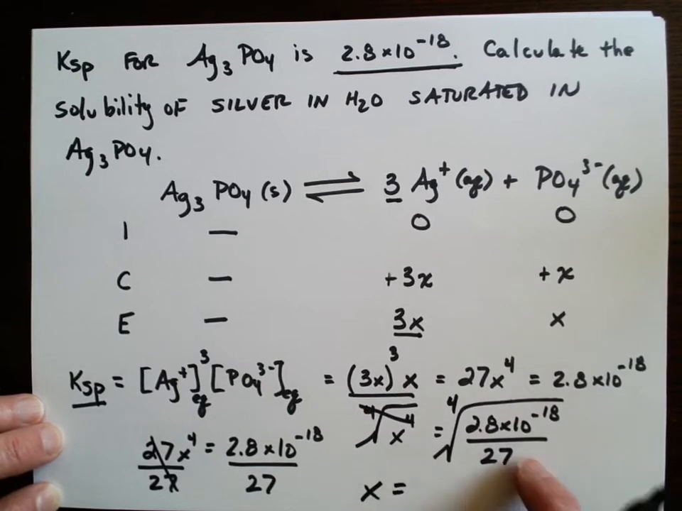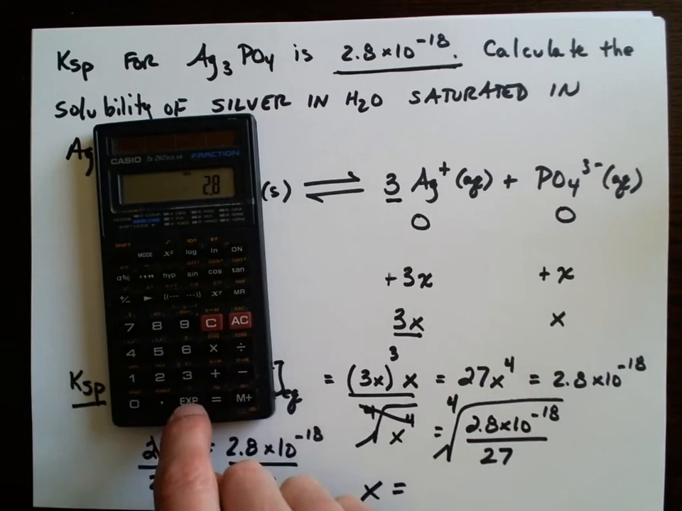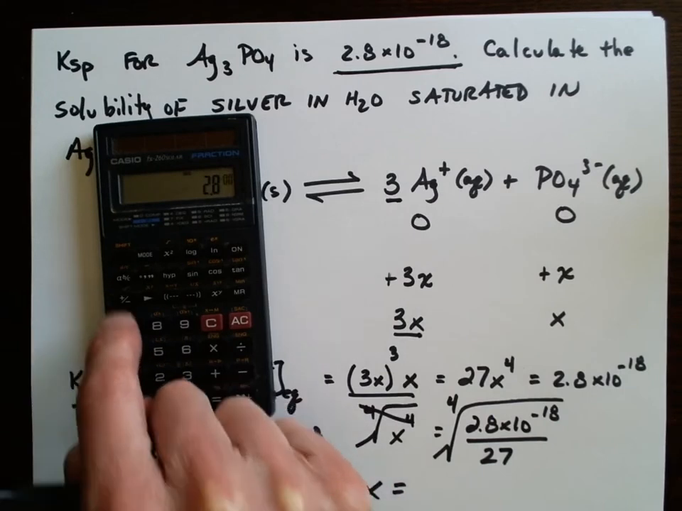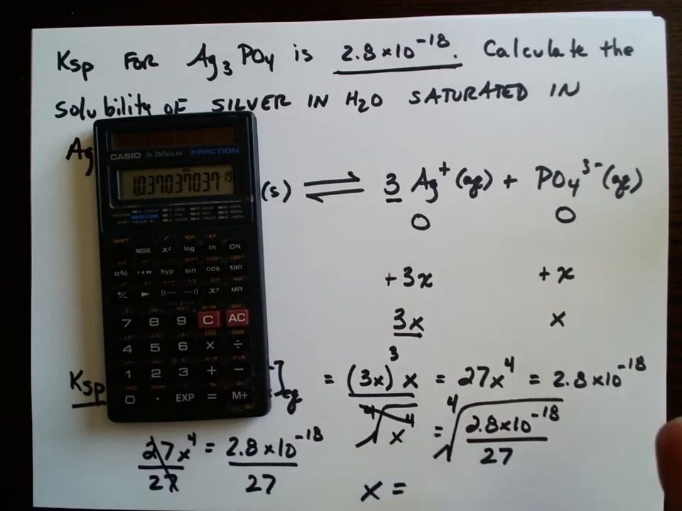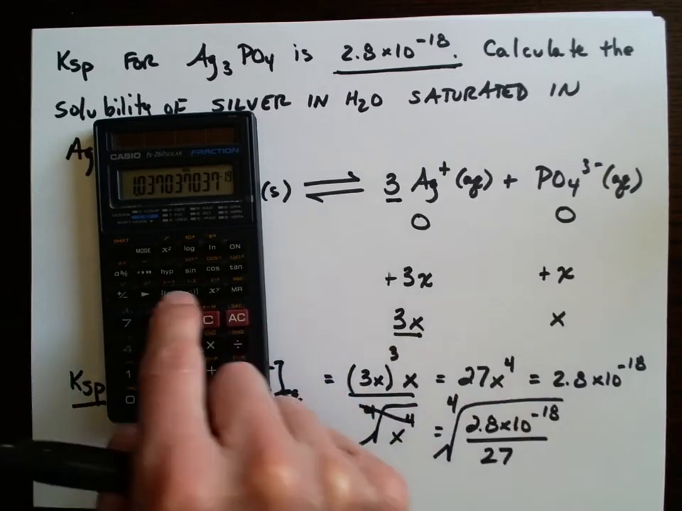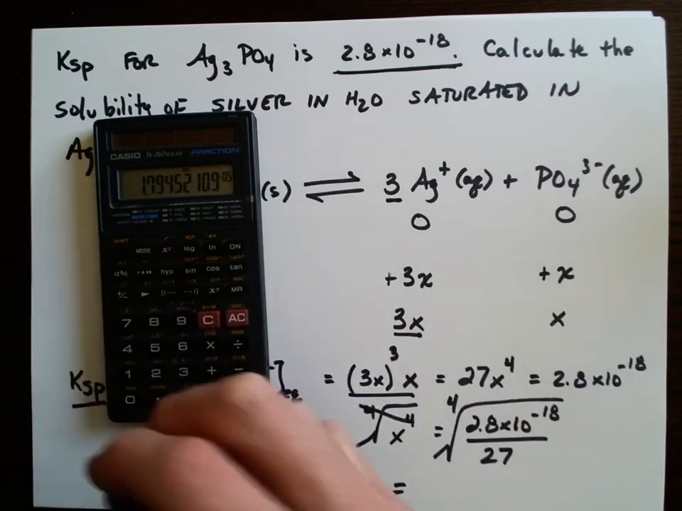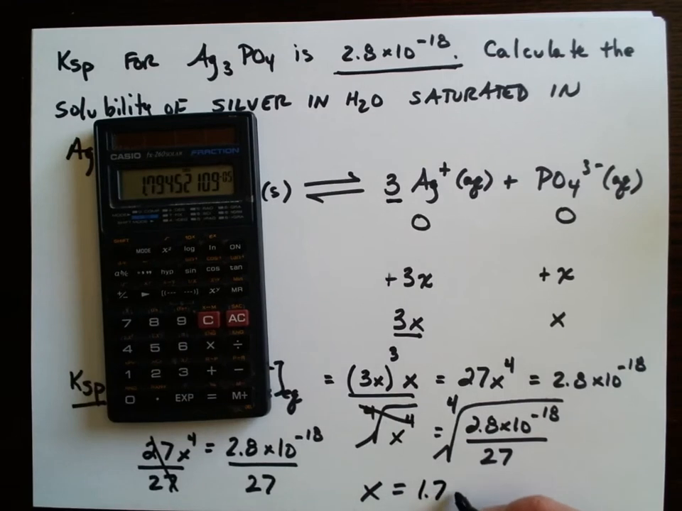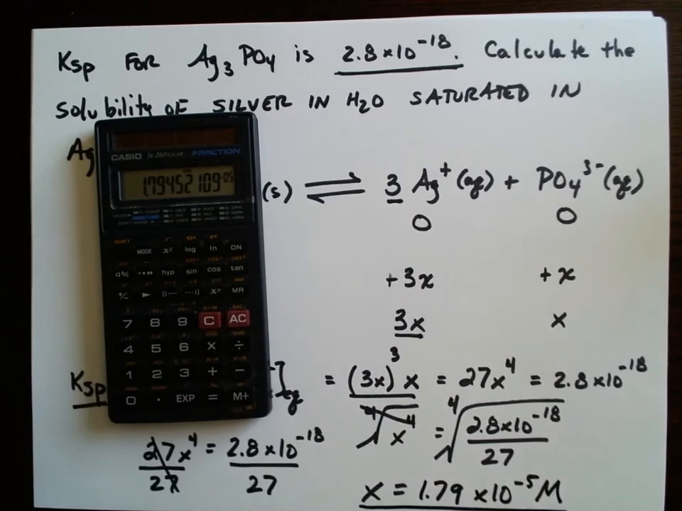So let's see, how am I going to do this in my calculator? I'm going to take 2.8 times 10 to the negative 18. I'll divide that by 27. Well, the 4th root is the same thing as taking the square root twice, so I could do that. I'll just take the square root twice in this case. I'm going to just take the square root, and I'm going to take the square root again, and I get 1.79 times 10 to the negative 5th. That's going to be molar. That's my value of x.